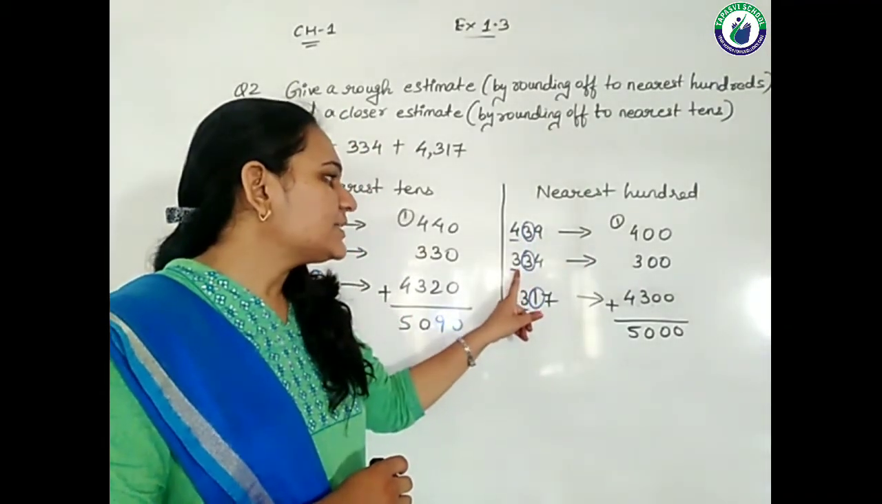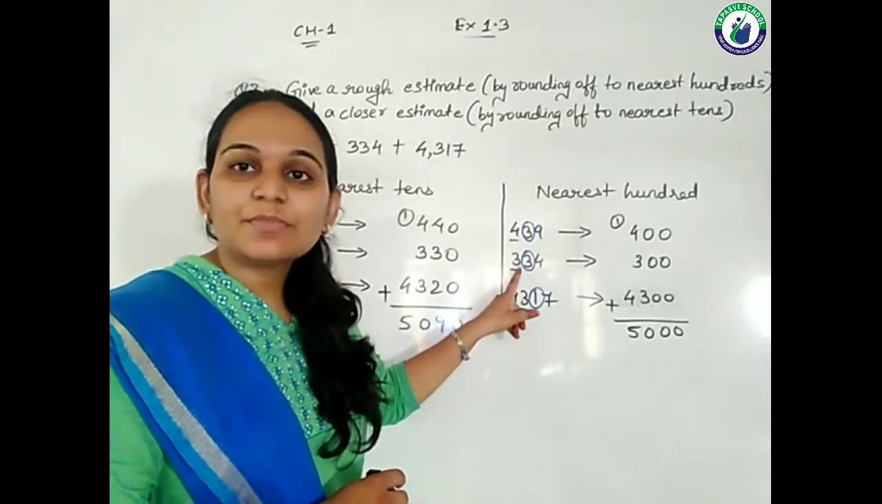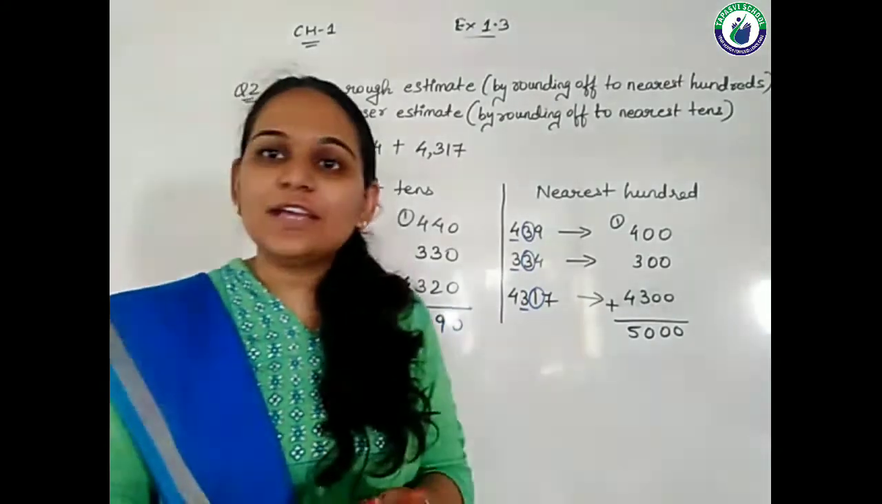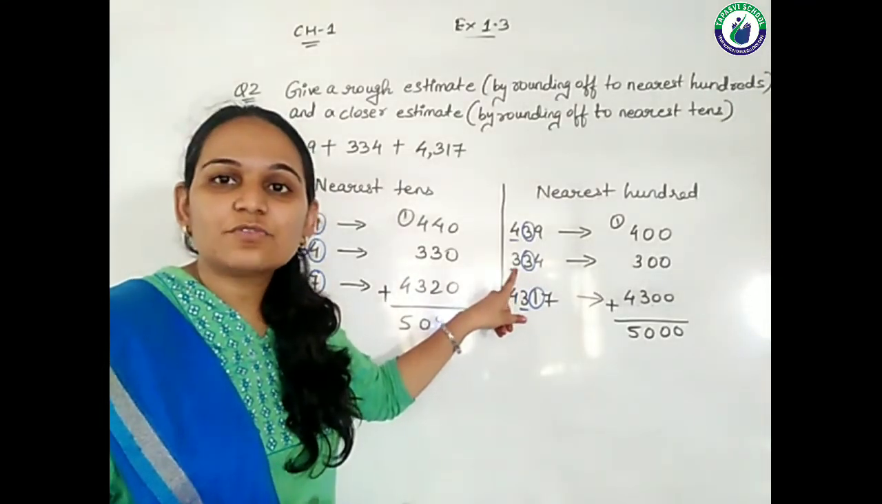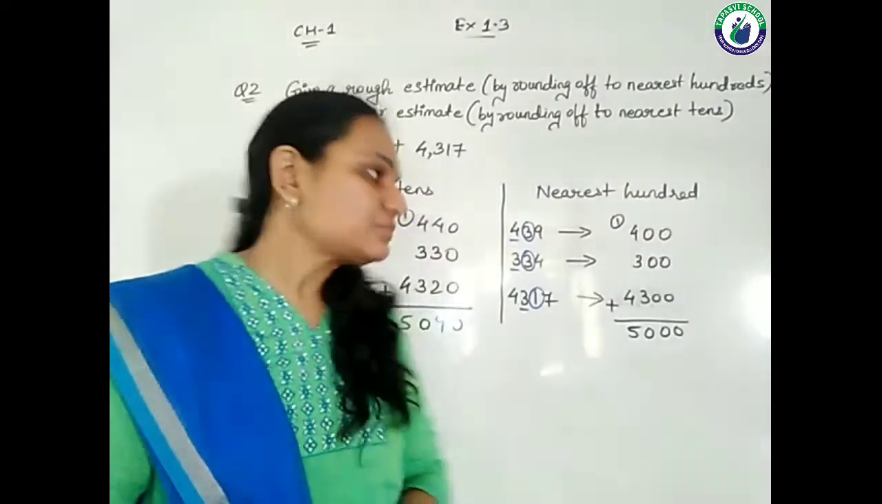334, so 3 is there, the 100's place digit is 3 and the helping digit is also 3. So the helping digit is less than 5, so we are not going to do any kind of addition into the underlying digit, so it will remain 3 and the remaining digits will be 0, 0.